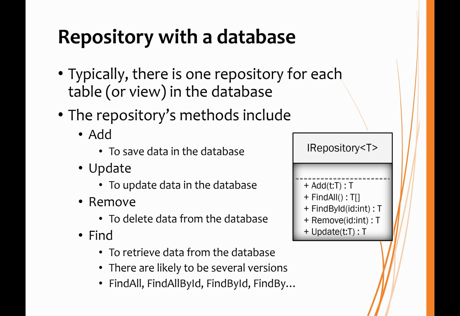Typically, there is one repository for each table, or indeed view, in the database. So let's assume that we've got two tables, customer and order, in which case we would have two concrete implementations of the interface. Now, this is a generic interface, so we would have a repository for customer and a repository for order. They would each have these methods, and the values that they take as parameters or return will be of the type T, the generic type. So in the repository for customer, we will add a customer, find all customers, and so on.